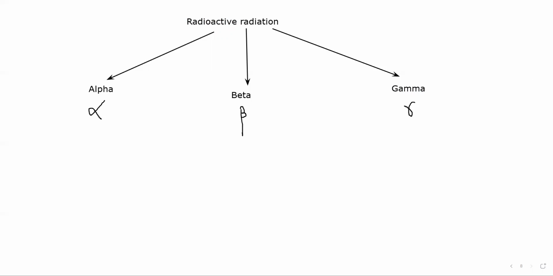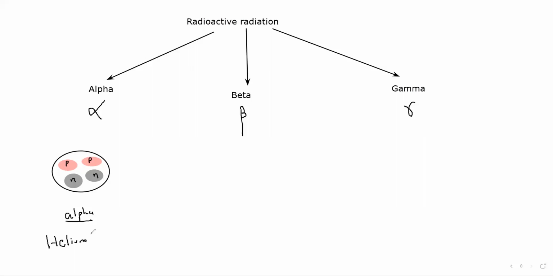What is alpha radiation? Alpha radiation means when 2 protons and 2 neutrons are coming out together. A group of two particles, two protons and two neutrons, when they are coming out together, what we call that is alpha. So two protons and two neutrons. And this alpha particle is also known as helium nuclei.